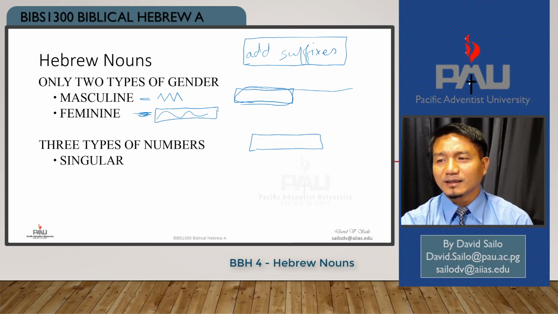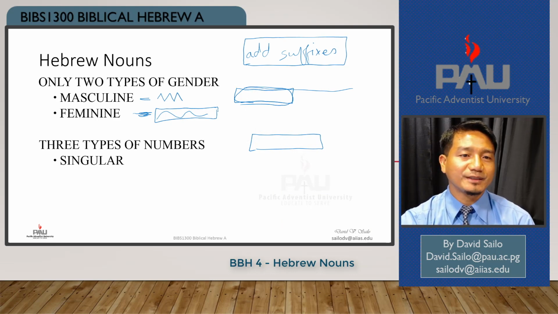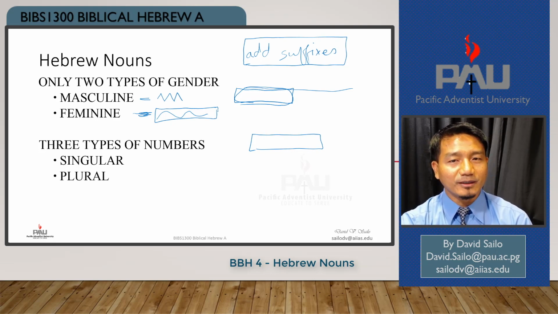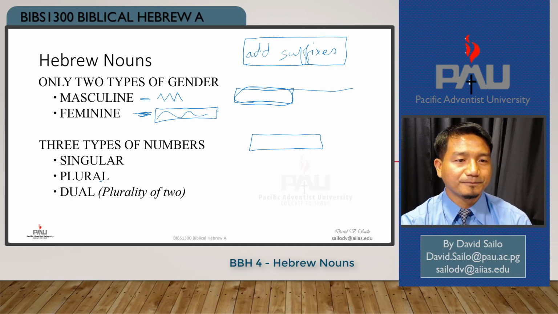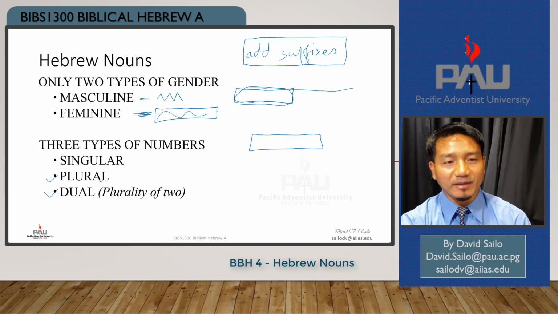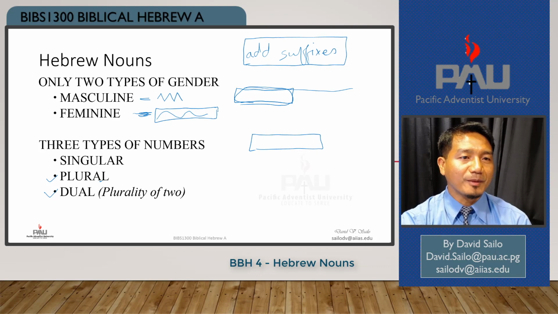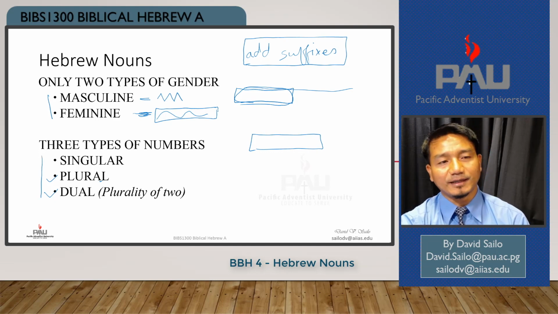Well, let's look at numbers. We say that there are three types of numbers: singular, plural, and dual. This is what we have. So we'll look into that. The plural and dual are going to be very similar, but they have different functions. So try to remember. This you have to memorize. We have masculine and feminine. Feminine, we have singular and plural.